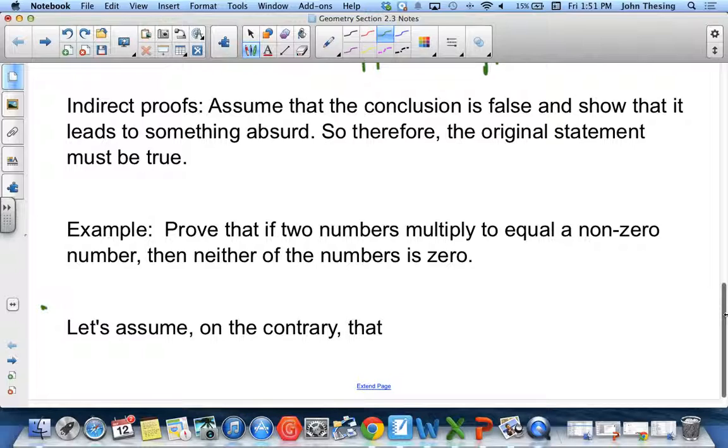Yeah. Good. So this is kind of hard to just prove without using circular reasoning, because you could just say, well, if two numbers multiply to equal a non-zero number, then neither of those numbers is 0. Well, duh, that's obvious. Okay. Maybe that's obvious to you, but it's not necessarily obvious to everybody else.